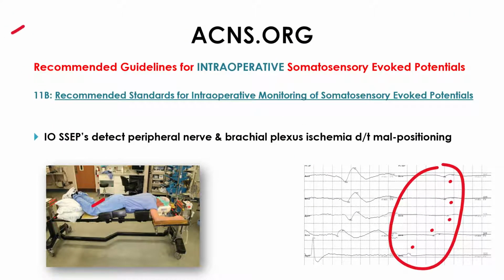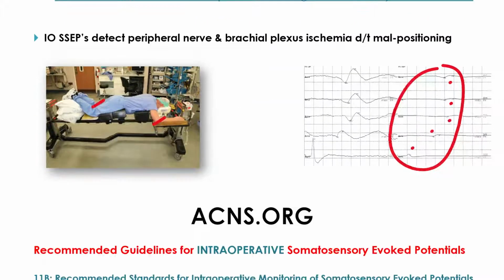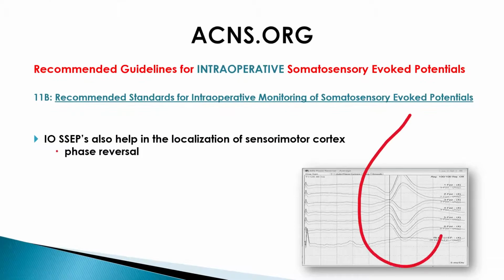The guidelines go on to talk about us being able to detect peripheral nerve and brachial plexus ischemia due to malpositioning in surgery. Our SSEPs can guide them, since the patient's asleep and they can't tell us that their arm's numb or falling asleep. We can also assist the surgeon in determining where the sensory versus the motor cortex is in craniotomy type surgeries where a tumor might distort the patient's anatomy.